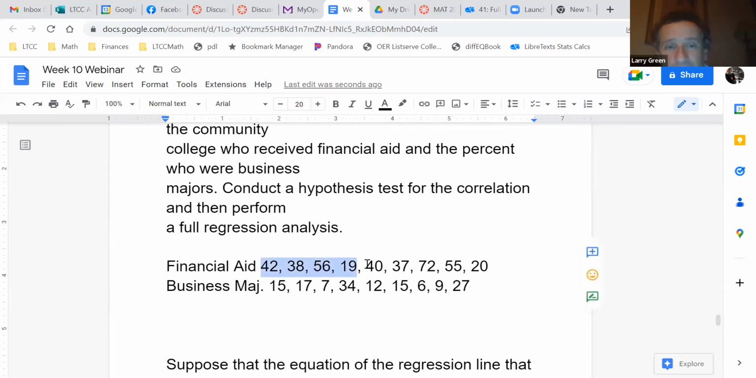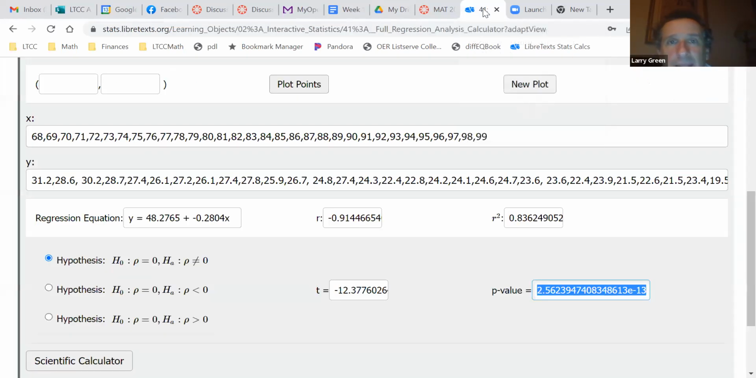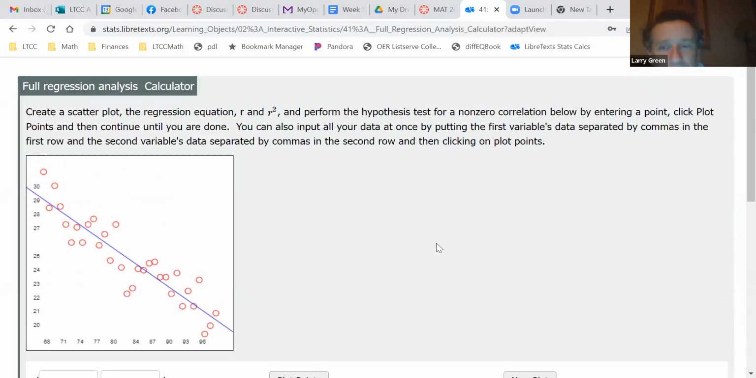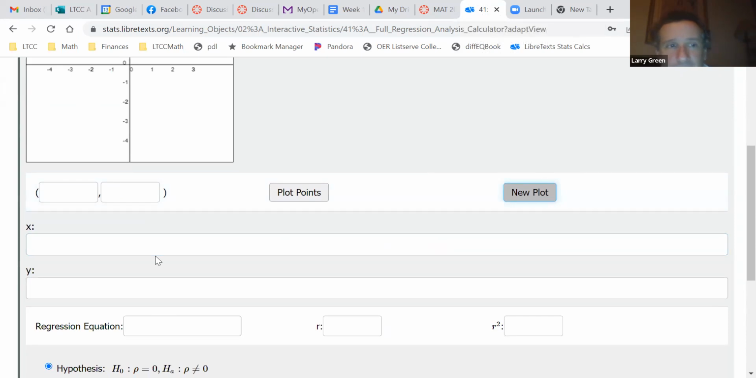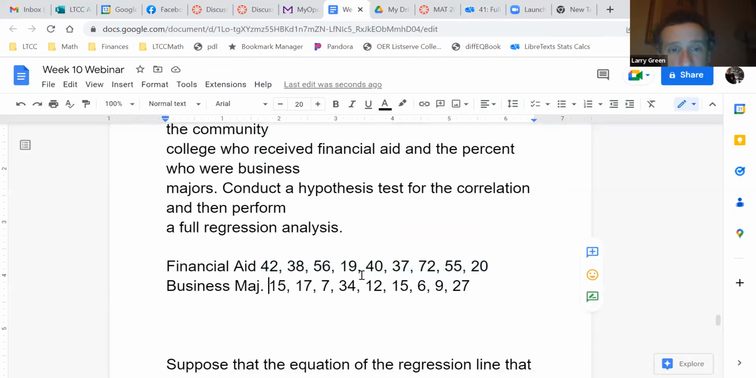So here's financial aid. And I'm going to go down here, I'm going to hit new plot. And what that does, it just erases everything. You can hit the refresh button and that'll do it too. And I'll paste those X values in. And then let's paste the business major, which is the Y values.